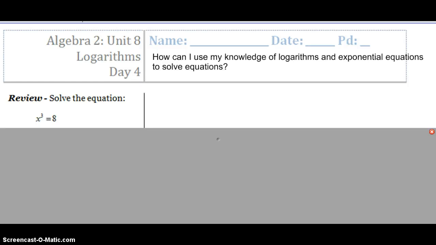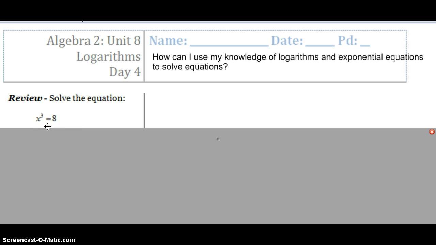Hello, Algebra 2. Tonight's topic is 8.4, Logarithms, Day 4. And our essential question tonight is, how can I use my knowledge of logarithms and exponential equations to now solve equations? So let's first review some solving equations, in particular with exponents.